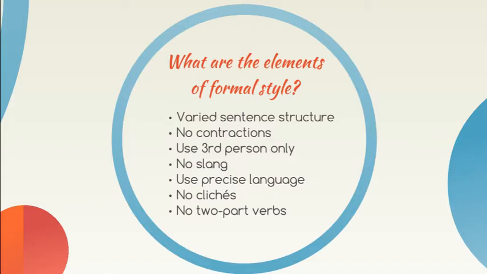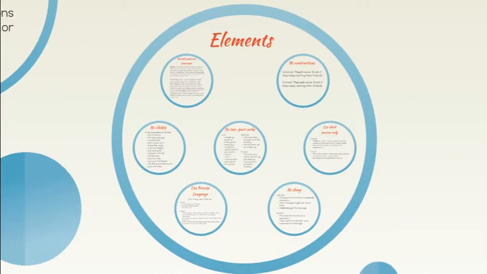There are 7 elements of formal style, and they are varied sentence structure, not using contractions, using third person only, not using slang, using precise language, not using cliches, and avoiding two-part verbs. Let's go over each of the elements in turn.